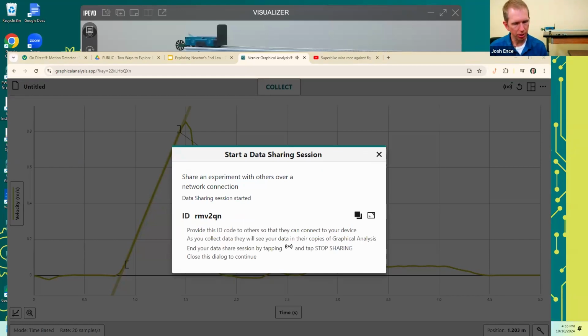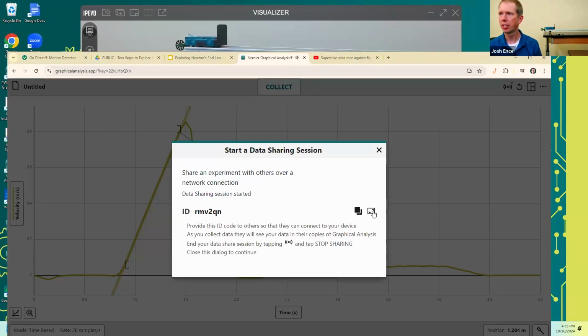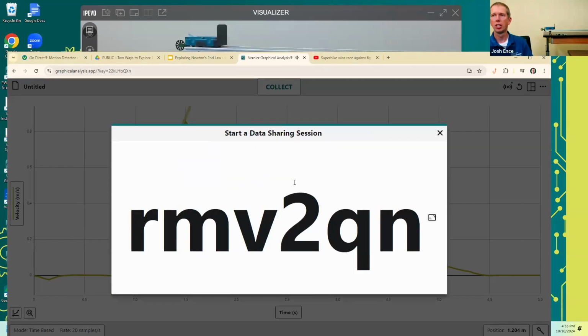You can copy and paste that into your data sharing code, or you can just type it. It's always 6 characters, with one number in the middle of it all: RMV2QN, all lowercase. If you plug that into the data sharing section, it's going to go to a little website, and it's going to download the data from my copy of Graphical Analysis into your copy. You'll notice you just get the data.